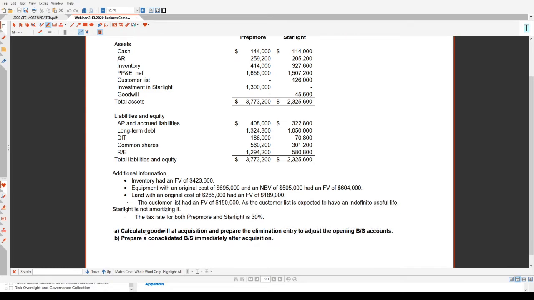So let's calculate goodwill at acquisition and prepare the elimination entry to adjust the opening balance accounts and prepare a consolidated balance sheet. This is quite a difficult mechanical issue, so I want to give you a little more time to read through this. I suggest you create an Excel sheet to follow along with what I'm going to do. I'll give you 1 to 2 minutes to set up.